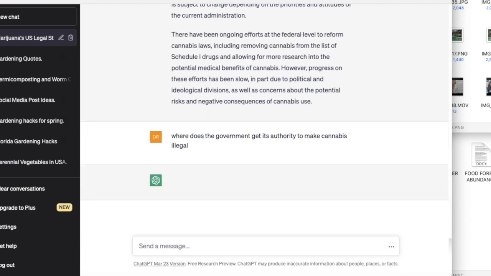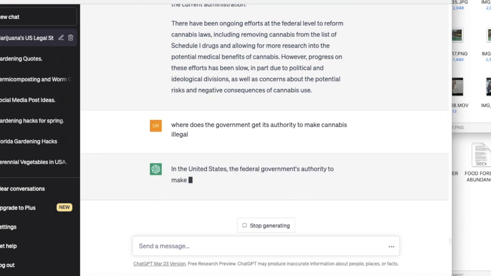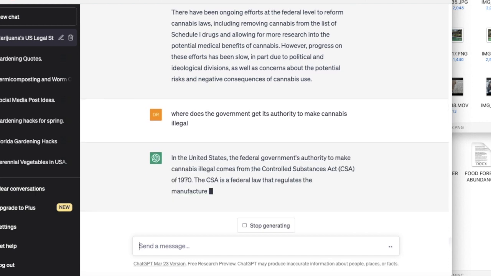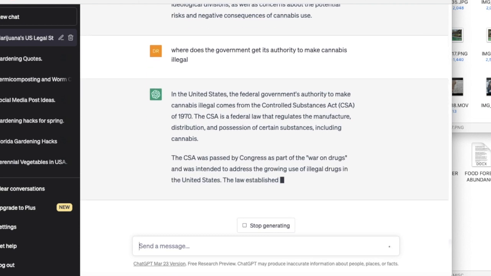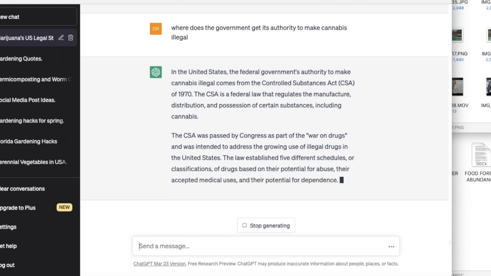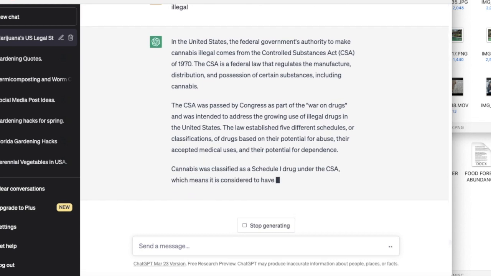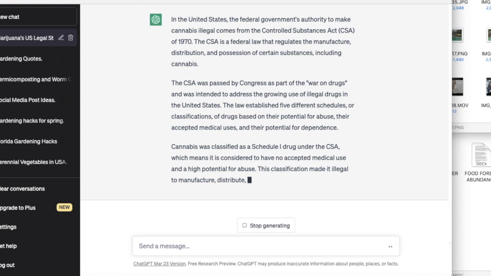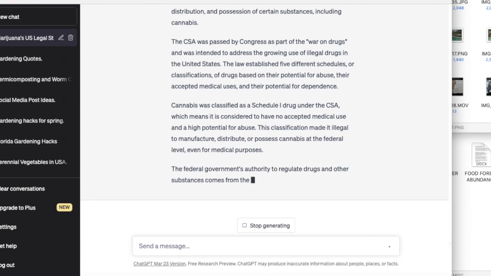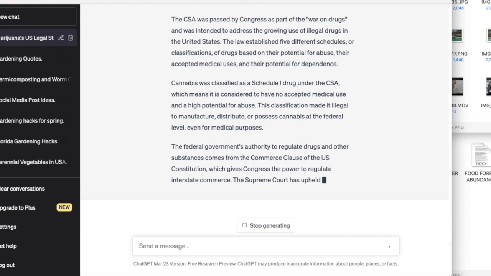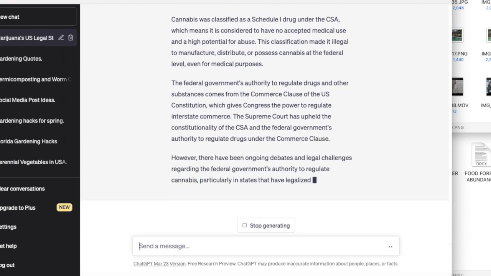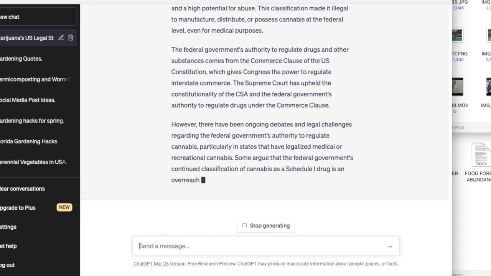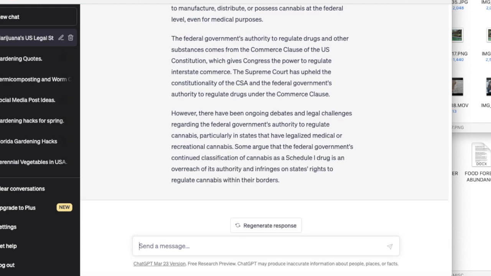In the United States, the federal government's authority to make cannabis illegal comes from the Controlled Substances Act of 1970. The CSA is a federal law that regulates the manufacture, distribution, and possession of certain substances, including cannabis. The CSA was passed by Congress as part of the War on Drugs and was intended to address the growing use of illegal drugs in the United States. The law established 5 different schedules or classifications of drugs based on their potential for abuse, their accepted medical uses, and their potential for dependence.